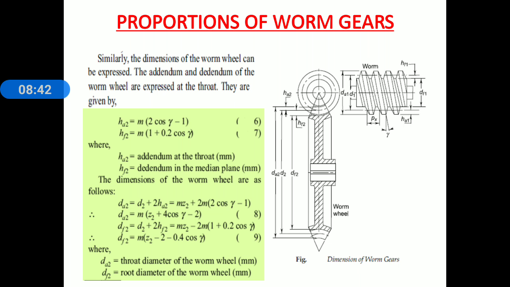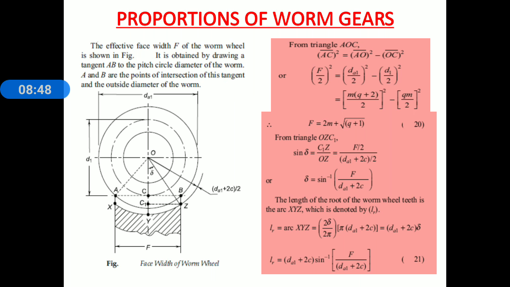Again, two important dimensions of a worm wheel, that is the effective face width and length of root of worm wheel teeth. These two dimensions are very important in case of a worm wheel. Effective face width of the worm wheel is denoted by capital F, and the other dimension, the length of root of worm wheel teeth, is denoted by small l suffix r. LR, that notation is used to denote the length of root of worm wheel teeth.